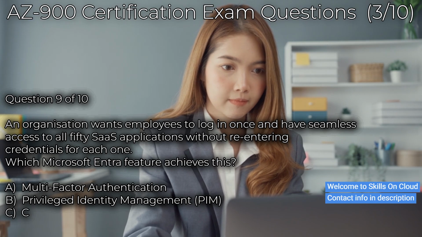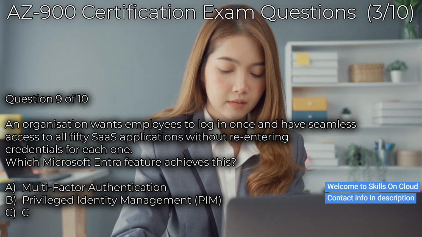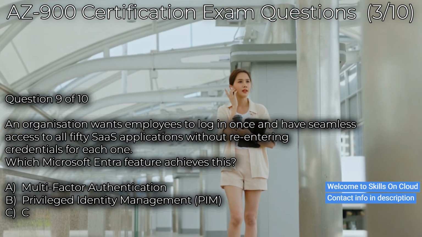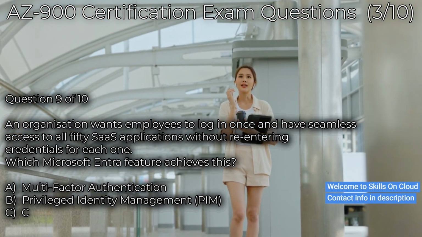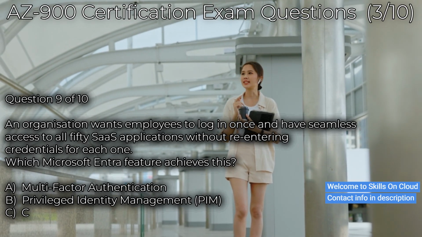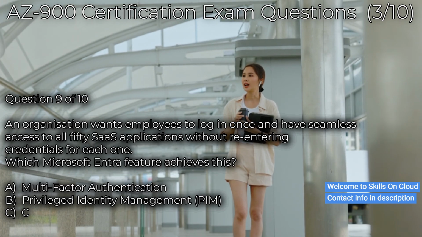Option A. Multi-factor authentication. Option B. Privileged identity management. Option C. Conditional access. Option D. Single sign-on. Take your time. The answer is D. Single sign-on, also called SSO.